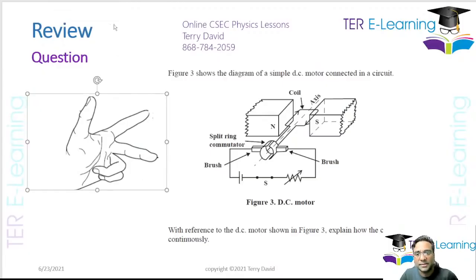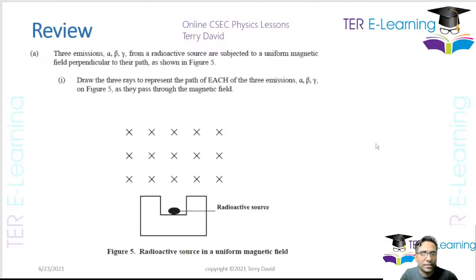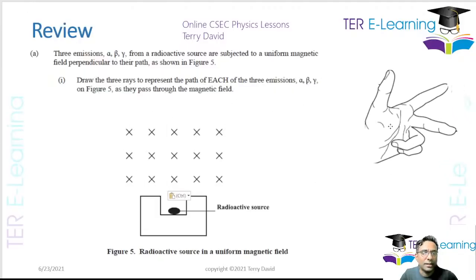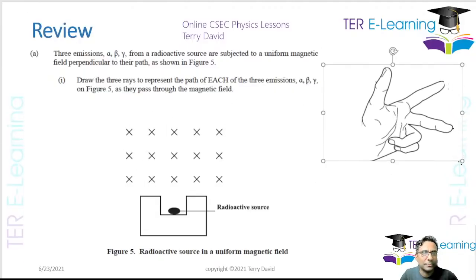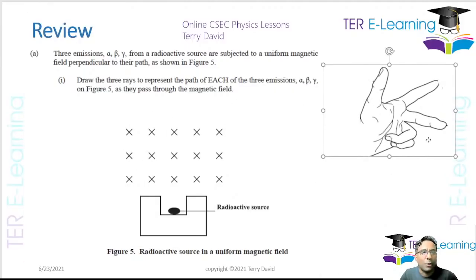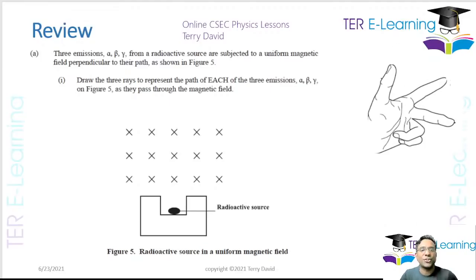This is important here. Now let's go back to this one across here. This is the one that students have some trouble with. When you want to predict the direction of a particle in a magnetic field, there are certain things that you need to know. In order to predict the direction, I need to use something called Fleming's left-hand rule.